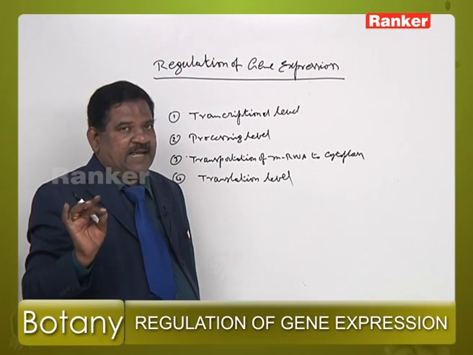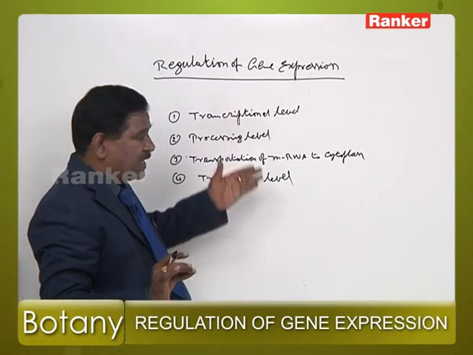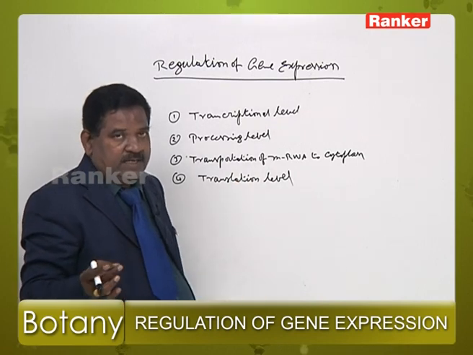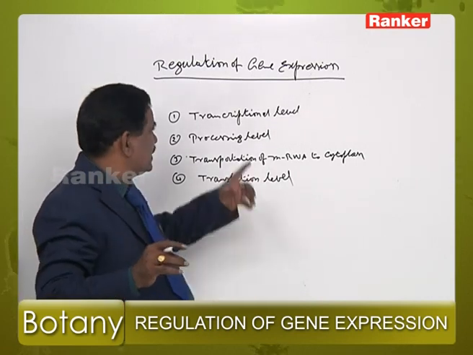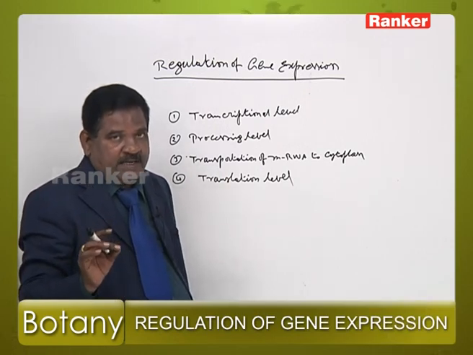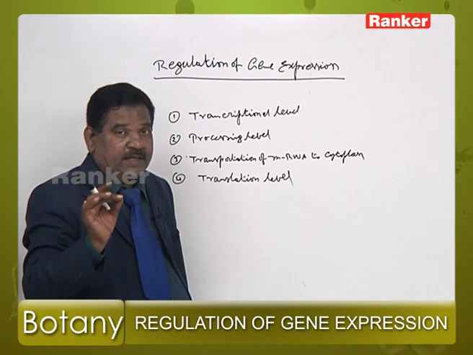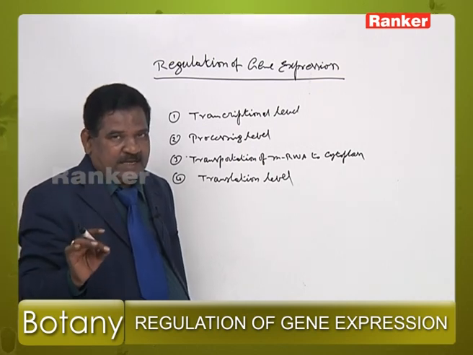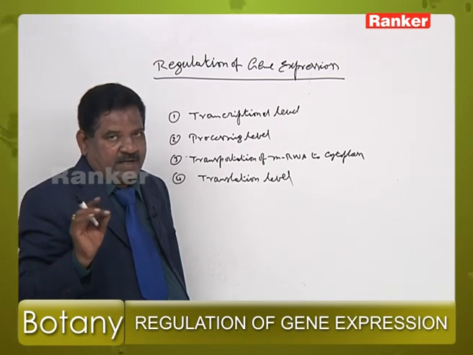stage, that is the transcription stage. Now in case of the eukaryotes, it can occur at any stage in the 4 steps. One, that is during the transcriptional level, or during the formation of hnRNA from the DNA, that is called during the formation of the primary transcript, or during the formation of hnRNA.